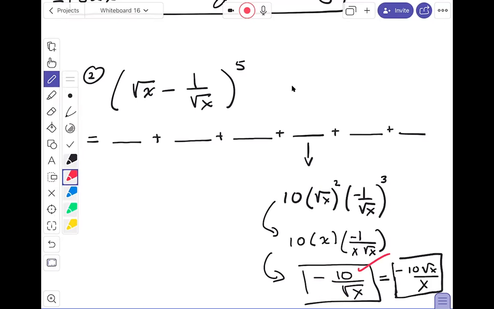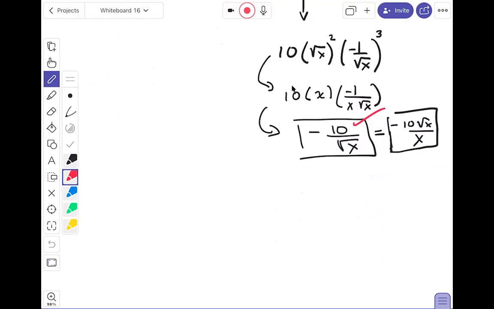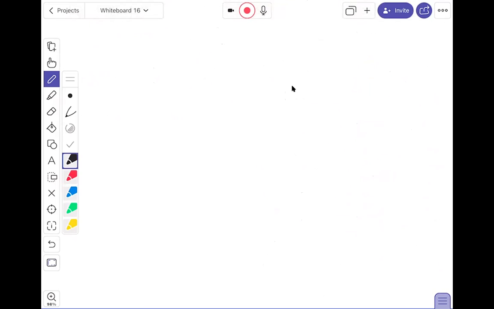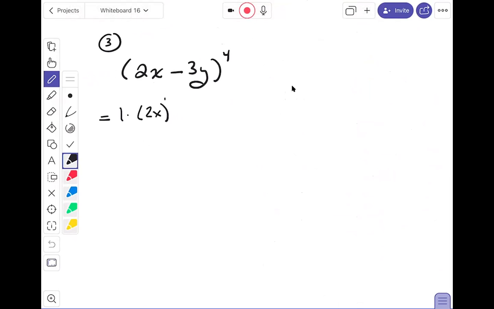All right, let's go to number 3. And number 3 is a total expansion. All right, I'll put that down for you. And what's that going to be? 2x minus 3y to the 4th power. And yeah, coefficients are pretty easy to put down. I'm going to put down, like 1, 2x to the 4, plus 4, 2x cubed.